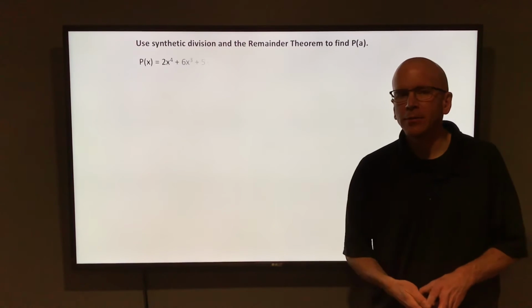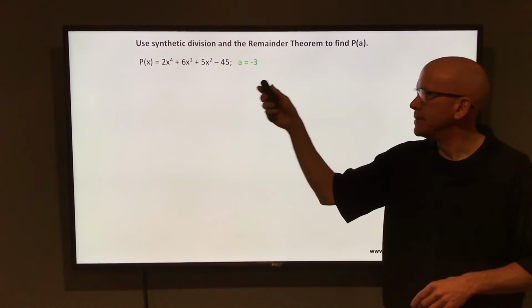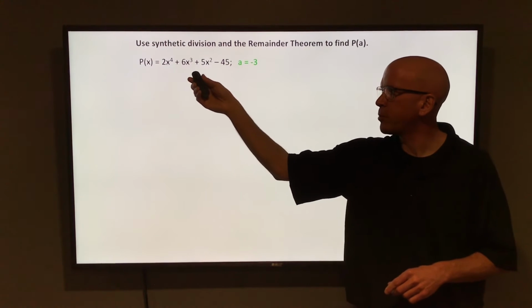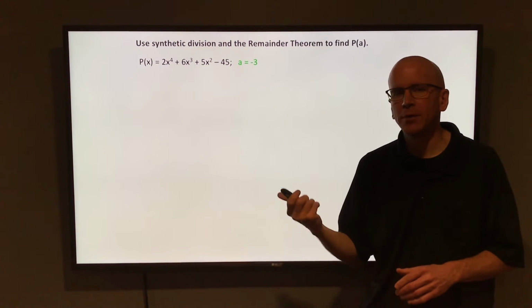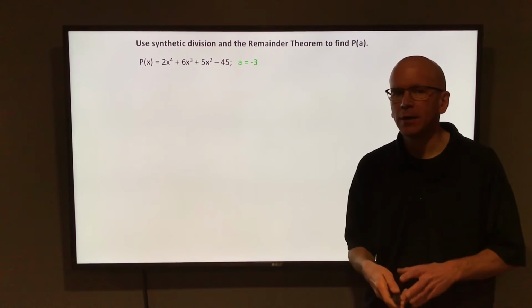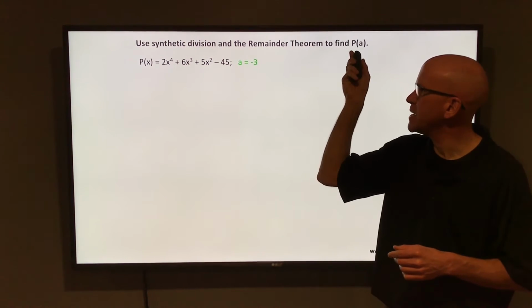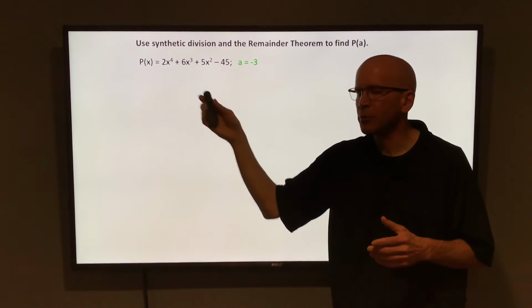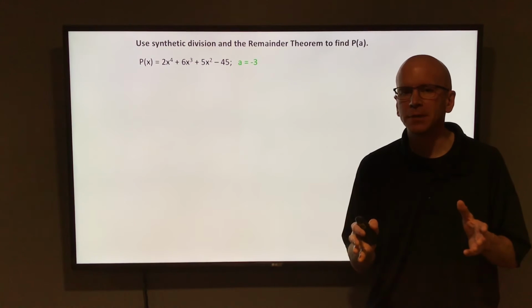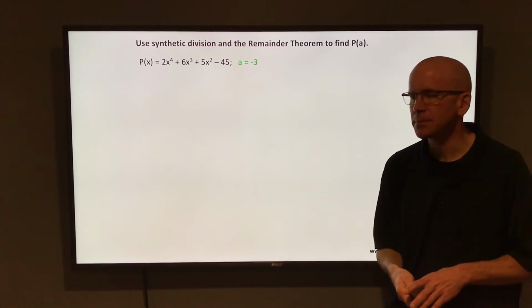Use synthetic division and the remainder theorem to find P of A. We have P of x equals 2x to the 4th plus 6x to the 3rd plus 5x squared minus 45. I want to find out what that is when A is negative 3. Now don't get confused. This says find P of A. Here we have P of x. So we're really just substituting negative 3 in for x. But we're not going to use manual substitution. We're going to use synthetic substitution.